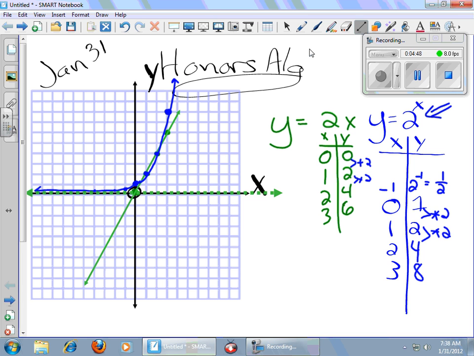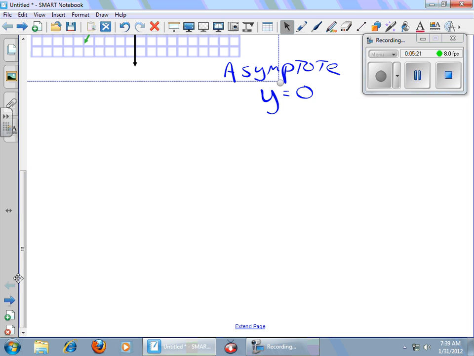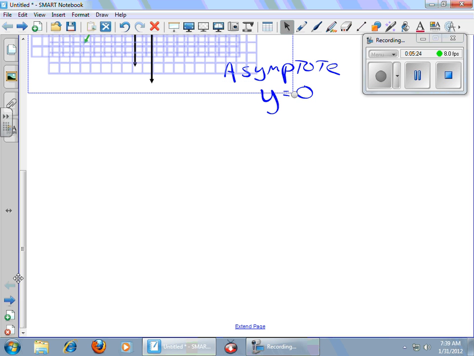This is an exponential graph, and all exponential graphs will have this kind of half-pipe look to them. They might not all go the same direction, they might not all have the same asymptote, but they'll all go the same place. By the way, the asymptote of this equation would be the equation y equals 0, because it's the x-axis, right? Okay, let's try another one here. Let me clone my graph and bring it on down. There we go.